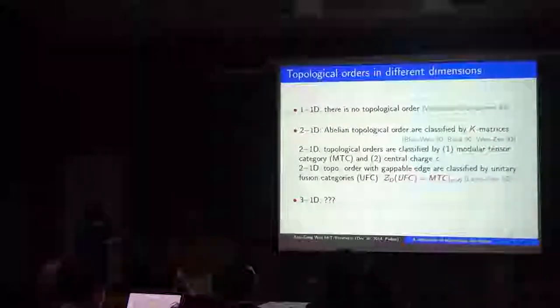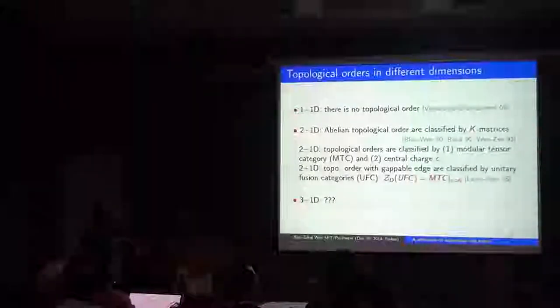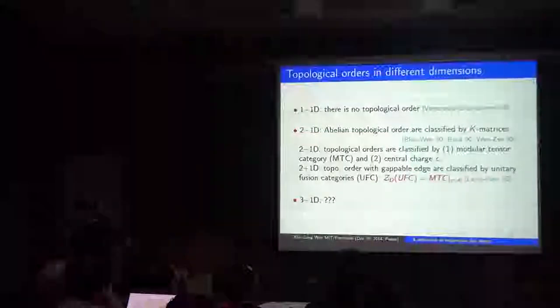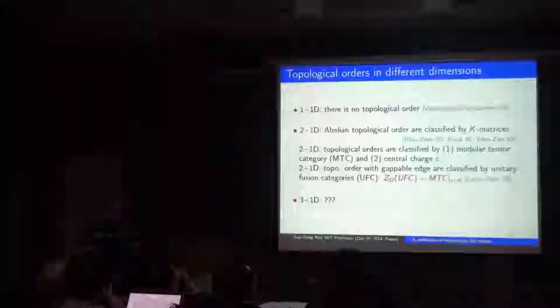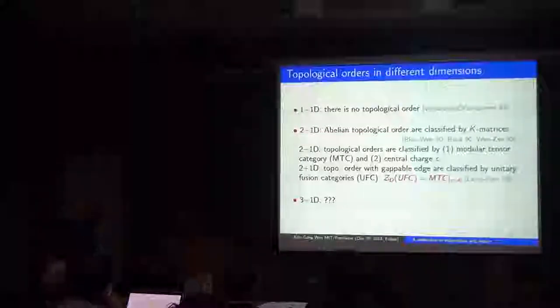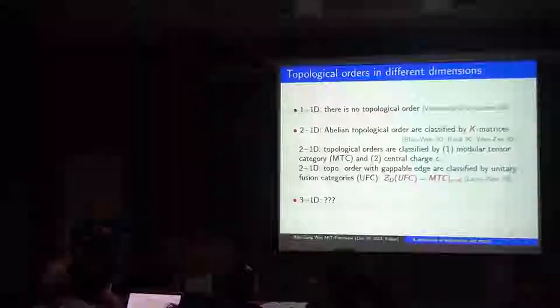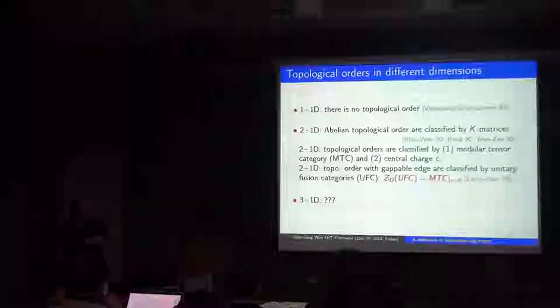We know that in 1 plus 1 dimension there is no long-range entanglement. This is the work by Verstraete, Zurek, and others. But in 2 plus 1 dimension, we have long-range entanglement. There's a particular long-range entanglement called the abelian topological order, where the quasi particles only have abelian statistics. And we find this kind of long-range entanglement can be described by an integer matrix. That's pretty simple: an integer symmetric matrix, we call the K matrix. This K matrix describes all the abelian topological orders, but not in a one-to-one way. Sometimes several K matrices can describe the same abelian topological order.